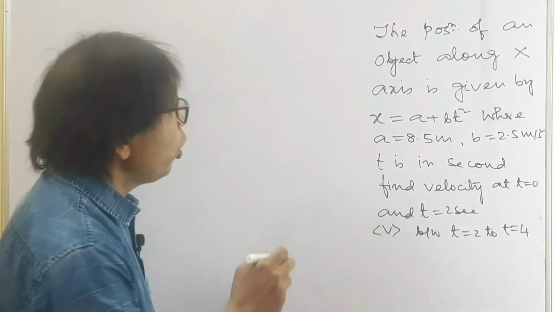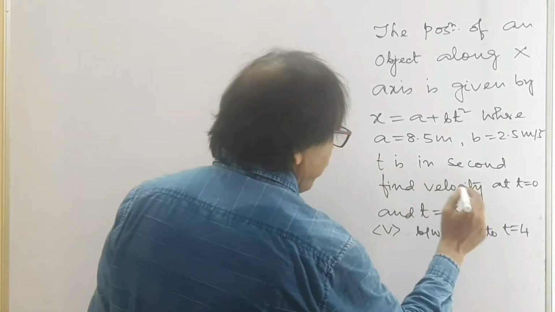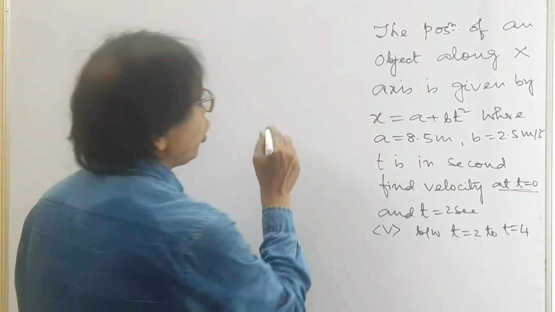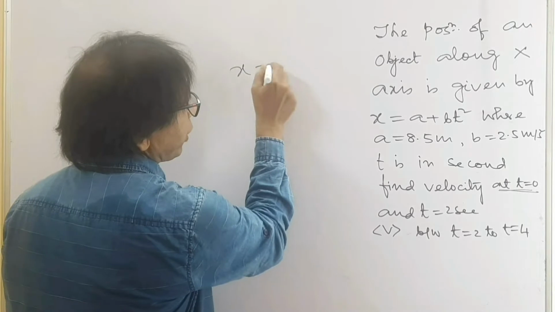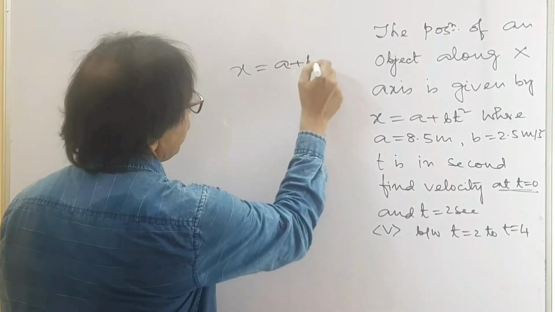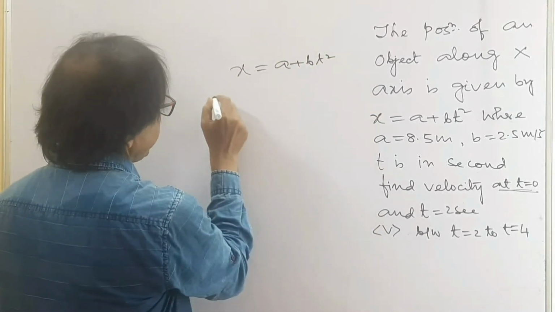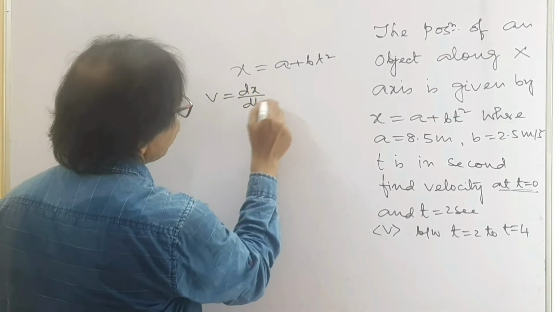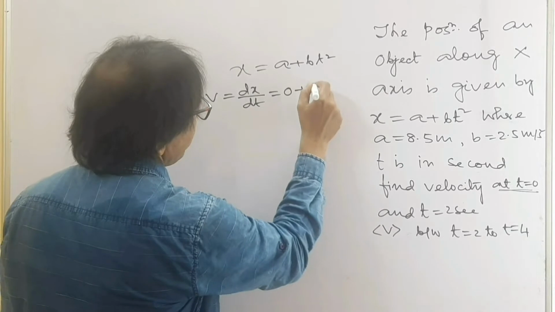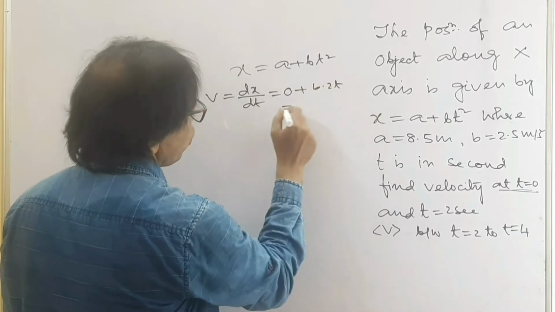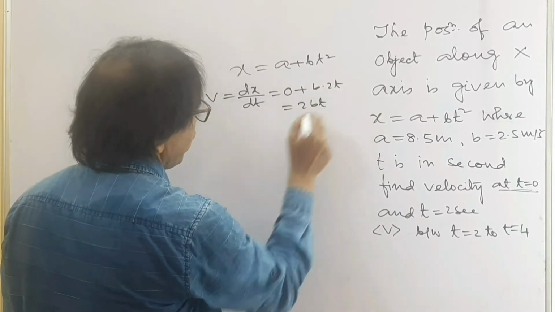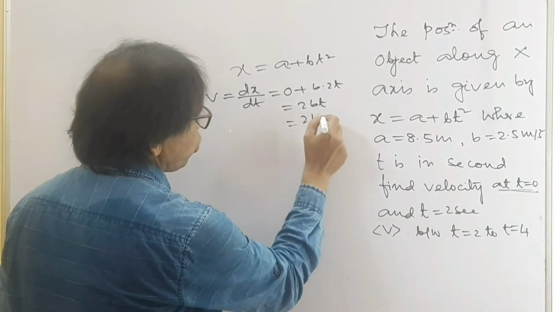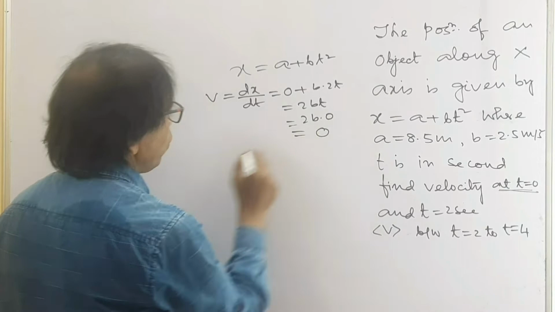First of all, the velocity at t equal to 0 is the instantaneous velocity. Here x equals a plus bt square. So instantaneous velocity v equals dx by dt, which is 0 plus b into 2t, so 2bt. Now at t equal to 0, the instantaneous velocity is 2b into 0, that is 0.